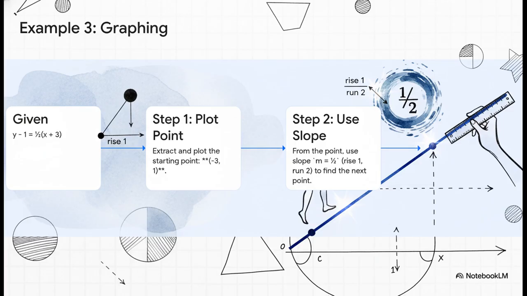Step 2, use the slope like a treasure map. Our slope is 1/2. That's rise over run. So from our point at (-3, 1), we go up 1 and then run to the right 2. Put a new dot there. And that's it. Connect those two dots with a straight line and you have officially graphed the equation.